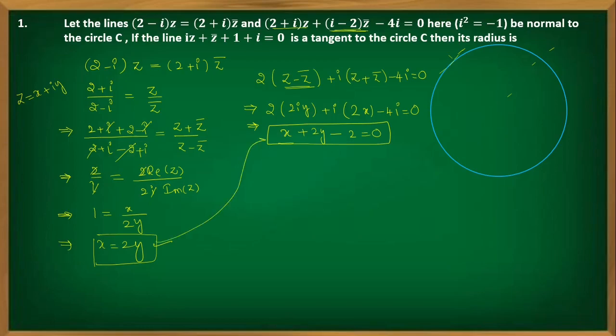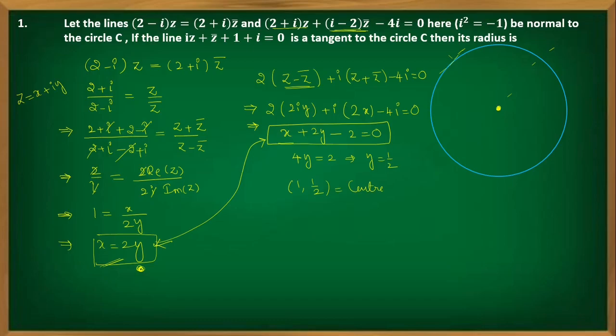If I solve these two equations, what do I get? The point of intersection of the normals, which is nothing but the center of the circle. So x is equal to 2y. Just simply substitute x = 2y here. So you get 4y = 2, which implies y = 1/2. Now if I substitute y = 1/2, you get x = 1. Therefore (1, 1/2) is the center of the circle.